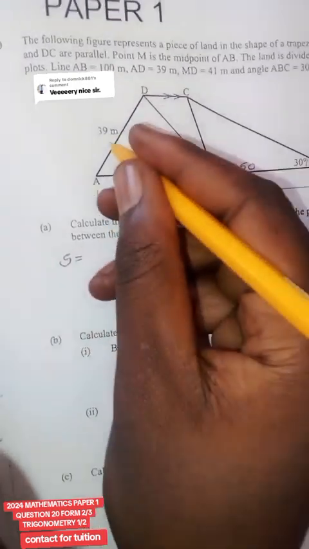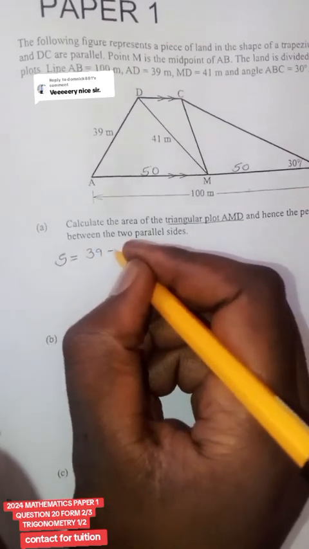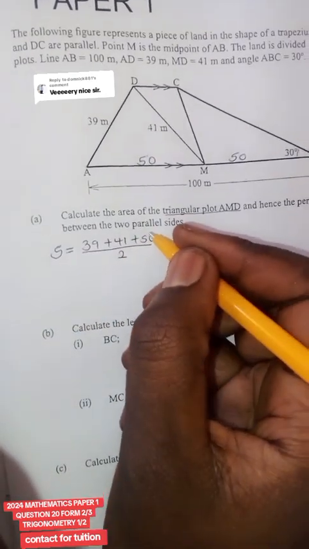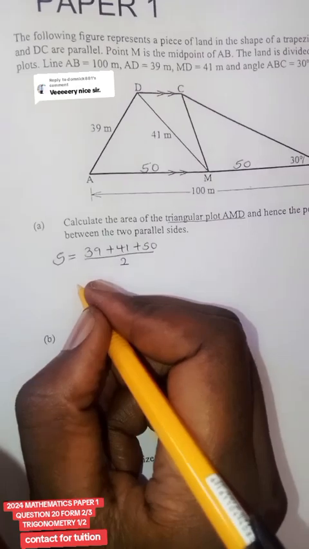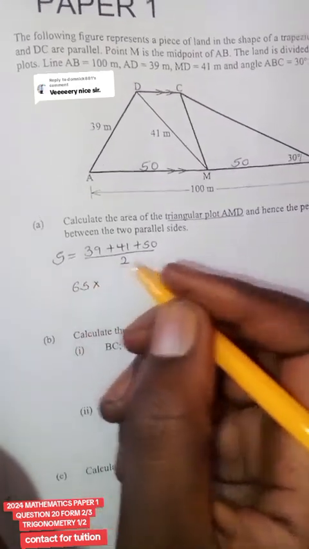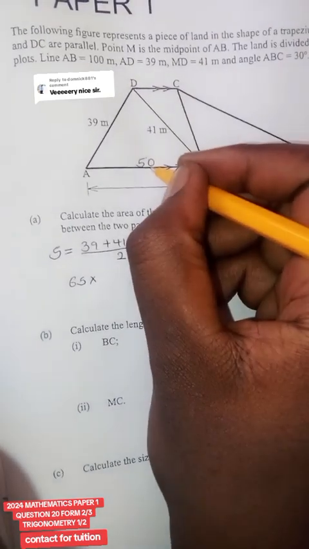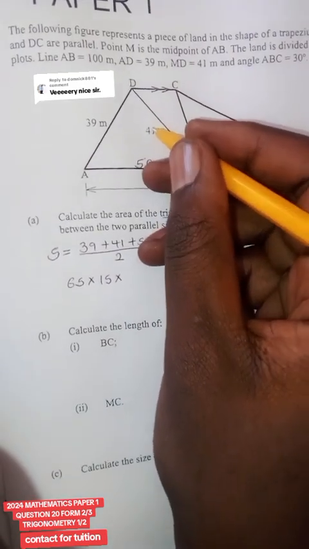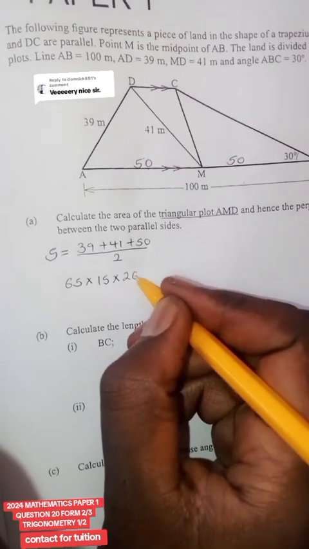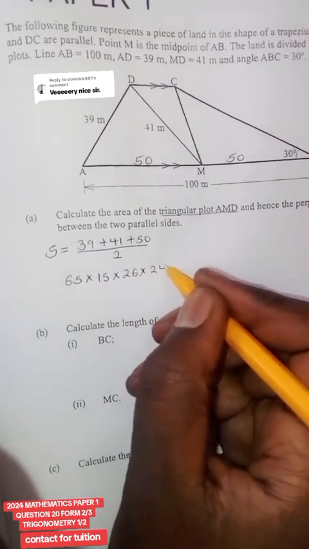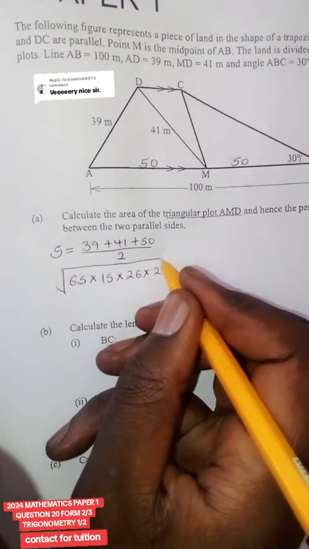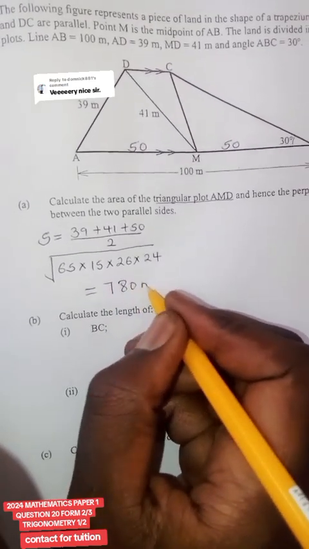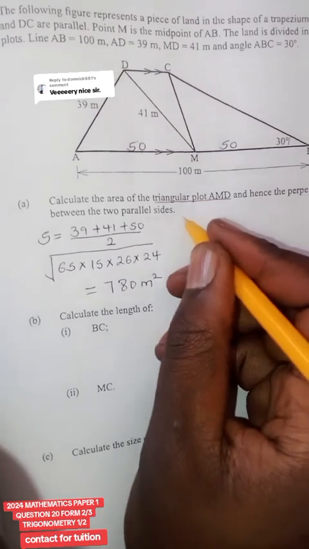S is the sum of the three sides, that is 39 plus 41 plus 50 divided by 2. So we are going to have 65. Therefore, you take 65 times 65 minus 50. That one gives me 15. 65 minus 41, and 65 minus 39 also. Then we find the square root. That is what we call Hero's formula. So it means that the area is 780. The units are in meters, therefore it is meters squared.